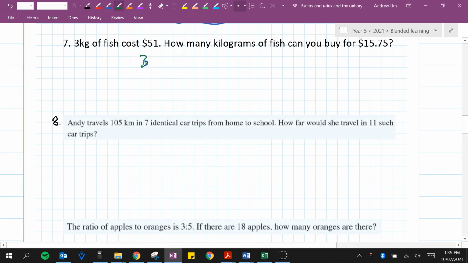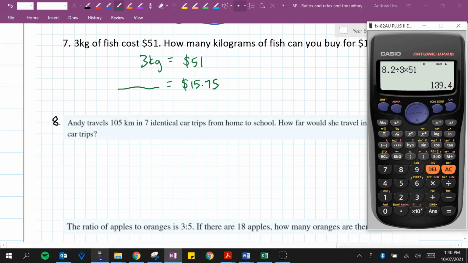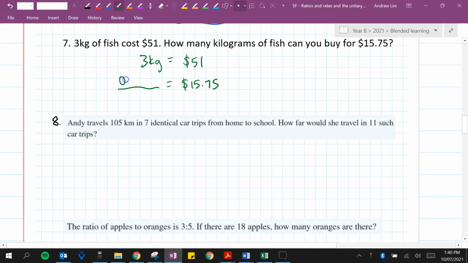Okay, so we've got 3 kilograms costs $51. How many kilograms of fish can you buy for $15.75? Now notice how I wrote my $15.75 underneath the 51, because they are both dollars. They need to be in the same units. So I'm going to take my bottom number, divide by what's above it, times by what's across, and we'll just round this to 2 decimal places, 0.93, about 0.93 kilograms.